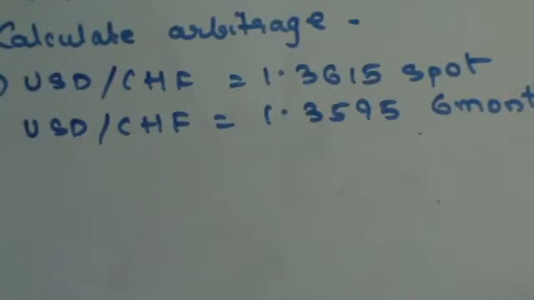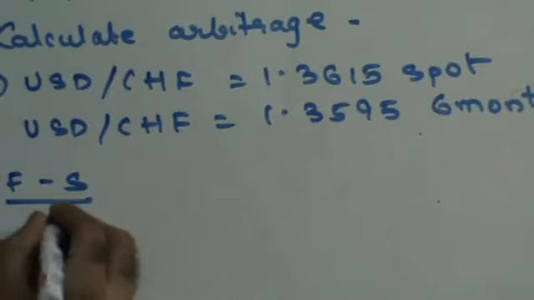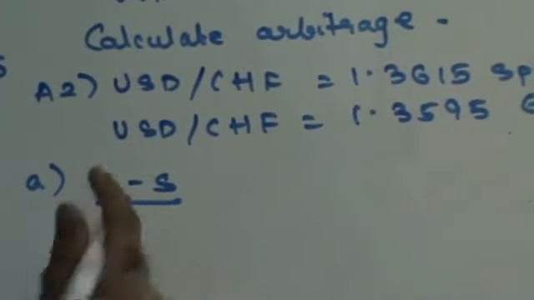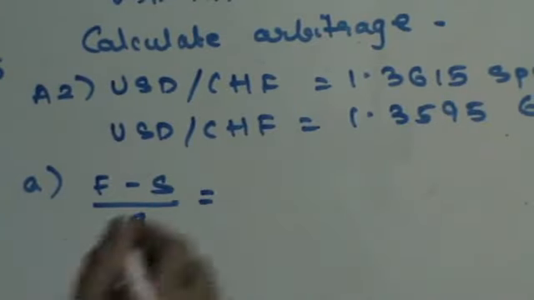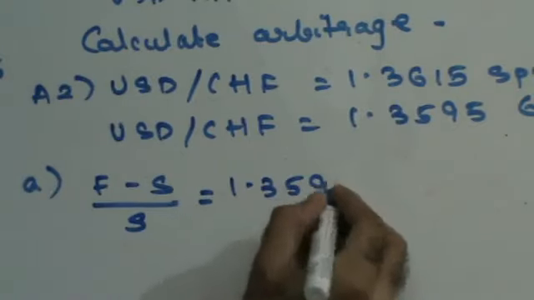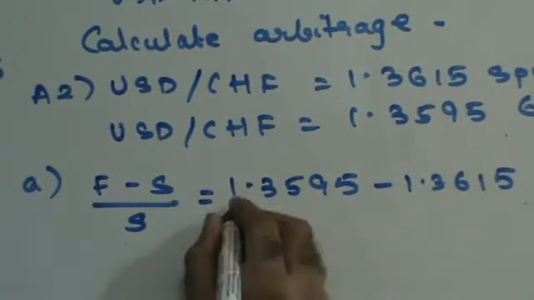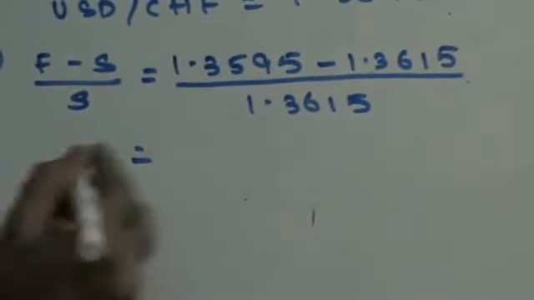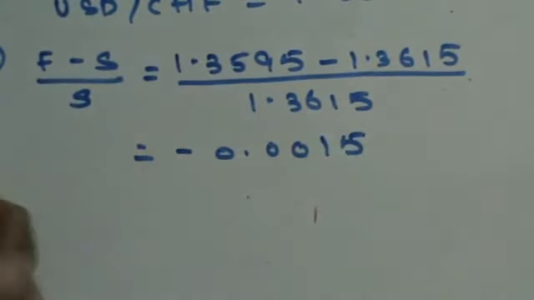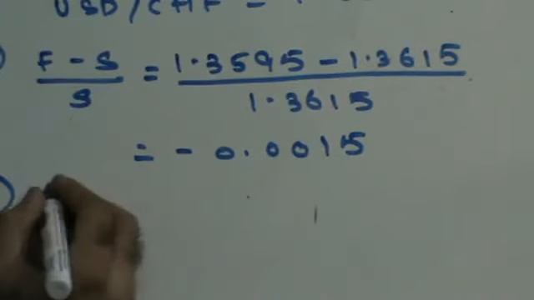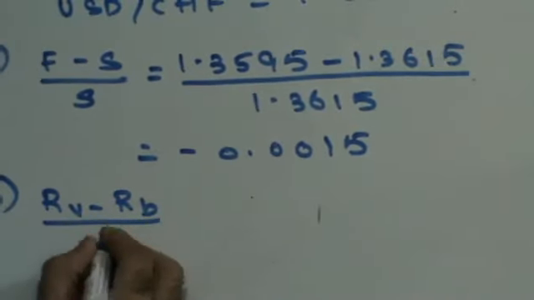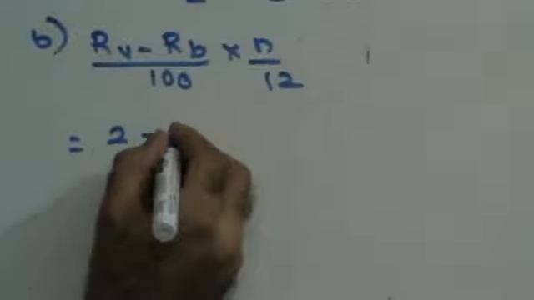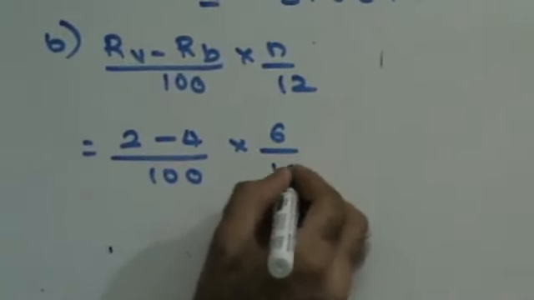So the first thing that you have to do is find out what is the difference in the currency between spot and future. Right? So that is going to be... guys, I think I made a mistake here. Yes, it is forward minus spot upon spot. Right? So forward rate is 1.3595. Spot rate is 1.3615. Forward minus spot upon spot is going to give you negative 0.0015. Right? So that is the difference in my currency. Now let's find out RV minus RB upon 100 into N by 12. Variable currency is Swiss francs, 2. Base currency is US dollar, upon 100 into N by 12, 6 by 12. Right? How much does that?